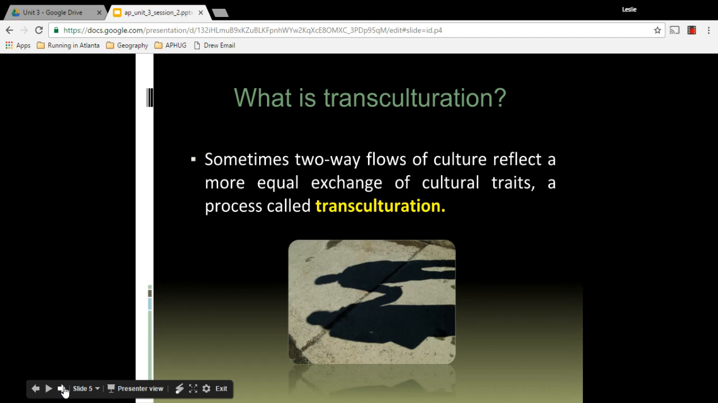So we're going to move on to transculturation. What is transculturation? So there is sometimes a two-way flow of culture that will reflect a more equal exchange of cultural traits, and this process is called transculturation. So when there is a back and forth sharing of cultural ideas.